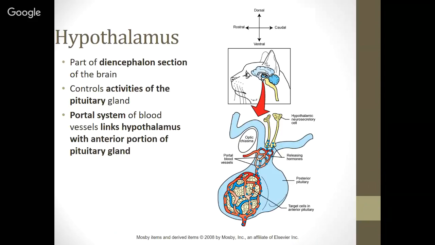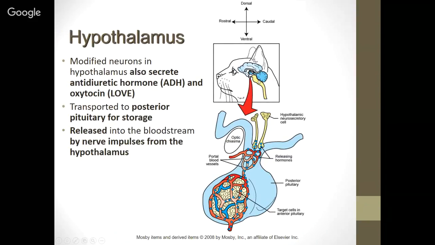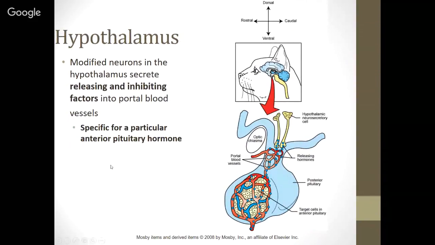So this hypothalamus is part of the nervous system and has a neurosecretory cell that releases hormones that go through this portal system of blood vessels into the anterior pituitary and hit some target cells in that anterior pituitary, which causes the release of more hormone. The modified neurons in the hypothalamus will then secrete releasing and inhibiting factors, depending on what the signal is, into the portal blood vessels. And they're specific for a particular anterior pituitary hormone.